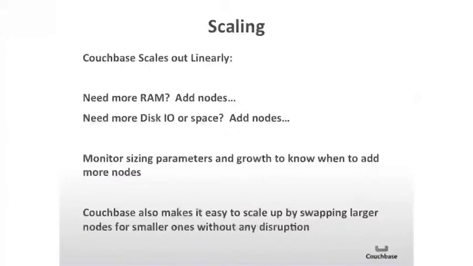So everything about scaling with Couchbase is linear. So needing more RAM, you get by adding more nodes. Needing more disk, you get by adding more nodes. And monitoring the sizing parameters, monitoring the factors that indicate this, is what's going to drive you to deciding to add more nodes. Your first instinct should be to add more nodes to distribute the workload, distribute the data more across the cluster before you start thinking about scaling vertically and making those nodes more and more powerful.